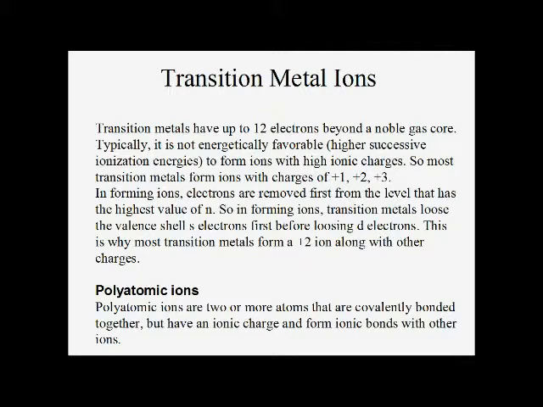We also have polyatomic ions. Polyatomic ions are groups of atoms that are covalently bonded together, but they have an overall ionic charge. So they're a combination of covalent bonding along with ionic bonding with a metal.